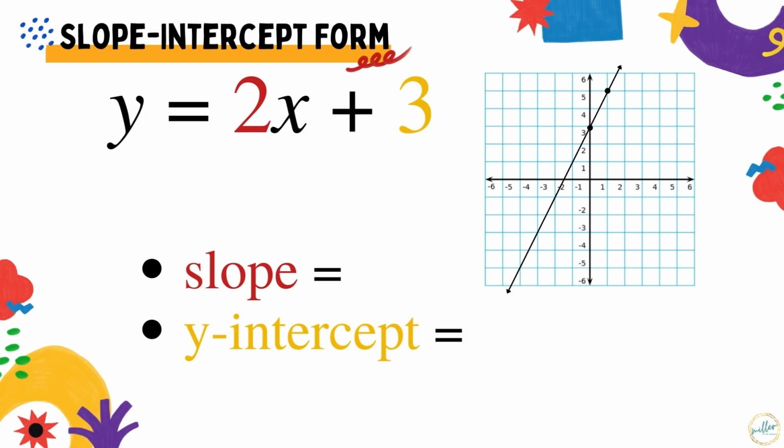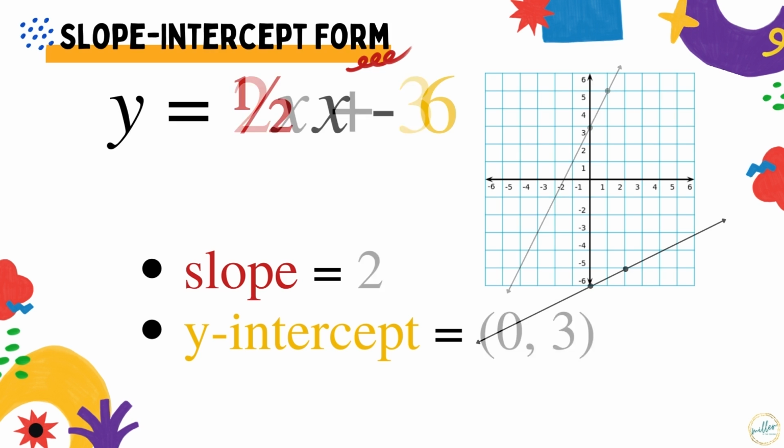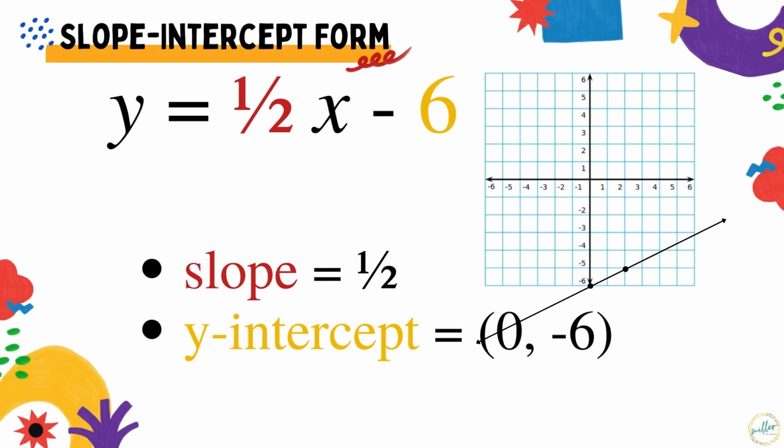When it's in slope-intercept form, we can easily figure out what the slope of the line is and what the y-intercept is. The slope is 2 because it's the number in front of the x. And the y-intercept is 3, or the point (0, 3). Now let's try the line y equals 1/2 x minus 6. The slope of this line is 1/2, and the y-intercept is -6, or the point (0, -6).